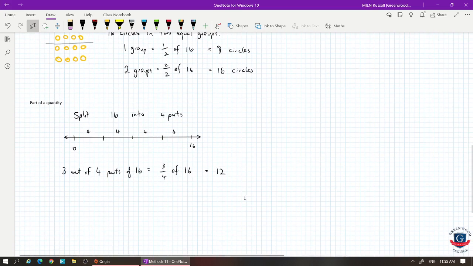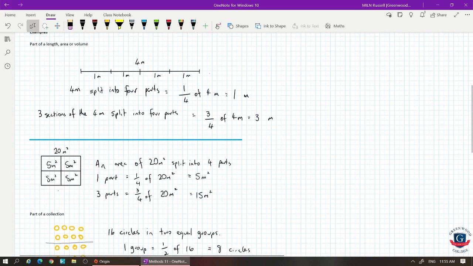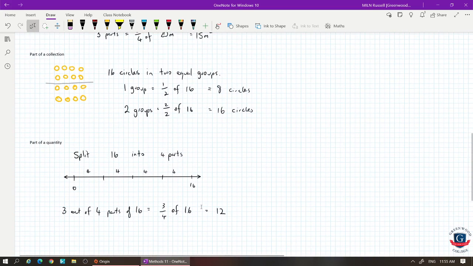We can also do it with quantities. So in this case, we've had units, we've had groups. Here we have quantities. We've got the number 16, and we want to split it into 4 parts. We're not saying it's units. We're not saying it's people, circles, meters. It's just the number 16. It's just a quantity. So if I split 16 into 4 parts, there's going to be 4 in each part. 4, 8, 12, 16. Yep, that adds up correctly. Now if I want 3 of those 4 parts, 1, 2, 3, so 3 out of 4 parts of 16, we know it's going to be 4, 8, 12, because that's how much is in each part.